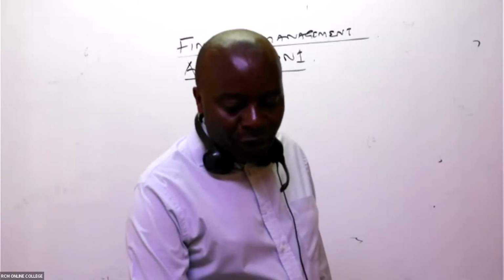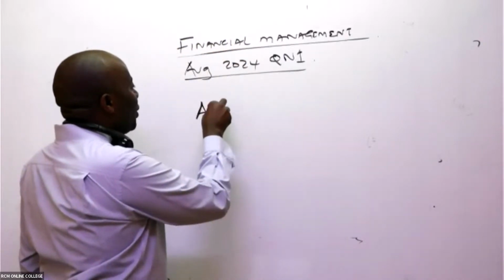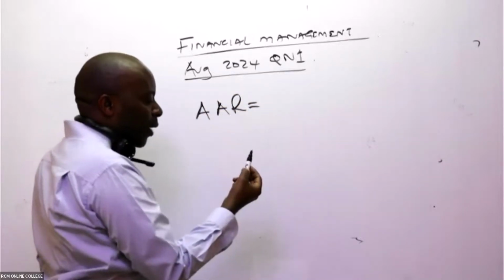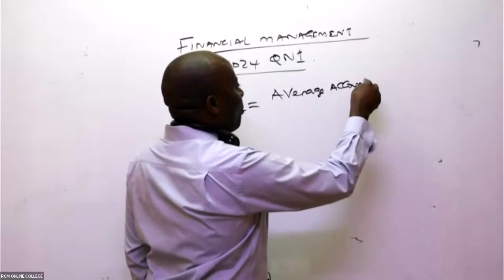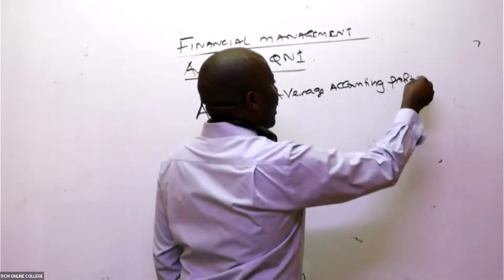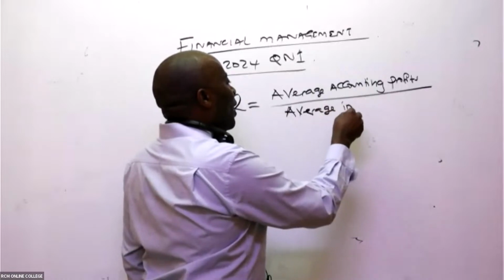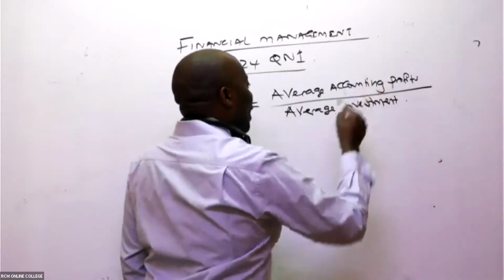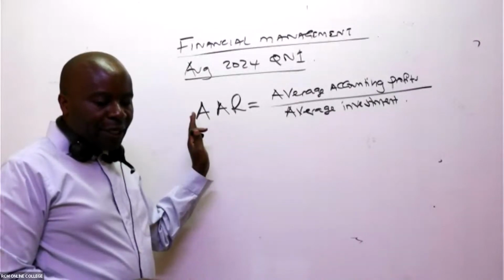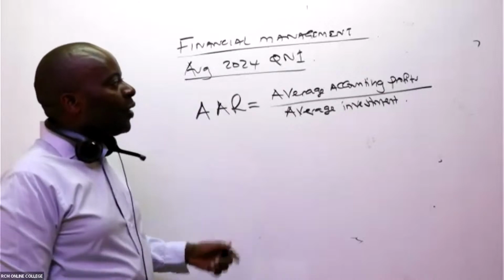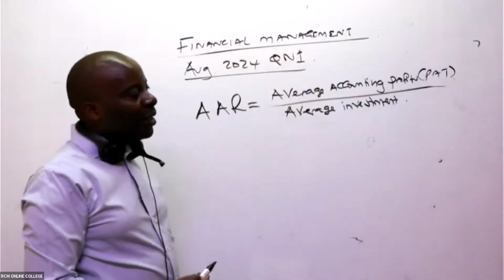So then, ladies and gentlemen, what shall we do in this kind of question? This is a straightforward question, really. It doesn't need you to know quite a lot. We know that the average accounting return will be the average accounting profits all over the average investment. This is how we get our average accounting return. We take the average accounting profits, preferably the net income, so preferably the profit after tax.